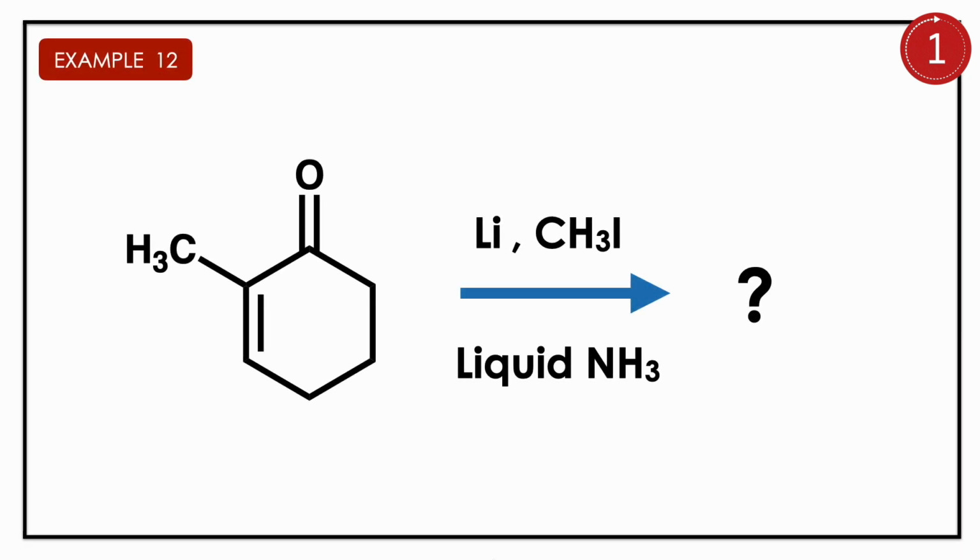Then the next example: the starting material is cyclohexenone, with a methyl group at the alpha position. It's an alpha, beta unsaturated ketone. You are reacting with lithium, methyl iodide, and liquid ammonia. You should find what the final product will be.